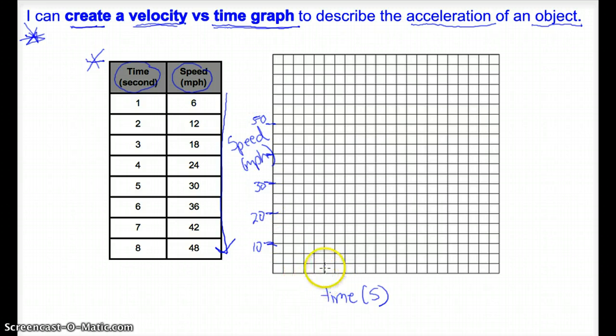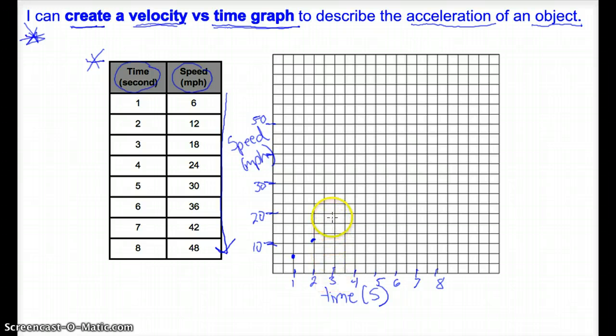And then along the time axis, we'll label it maybe every 2. And this table goes to 8. That's what I'll do here. All right, let's graph the first point, which is 1, 6. I'm over here at 1, and I go up to about 6, which probably is around this vicinity here. All right, and then the next time is 2, which goes up to 12.